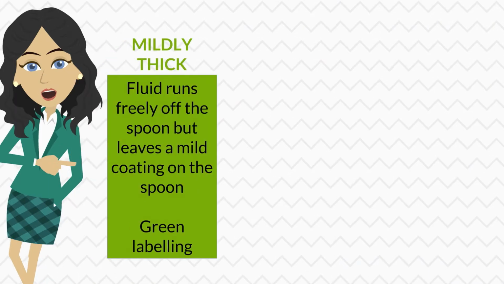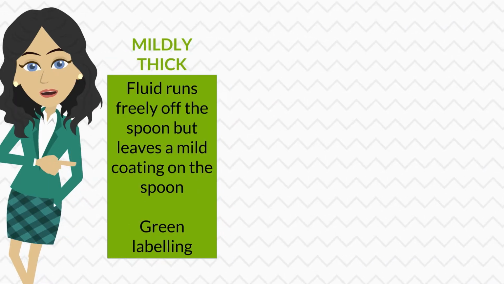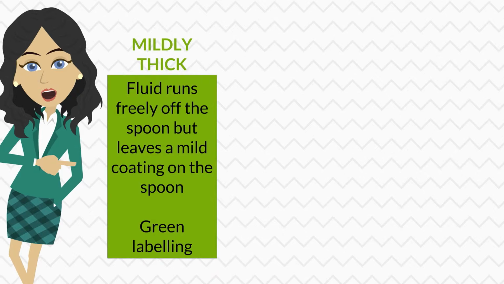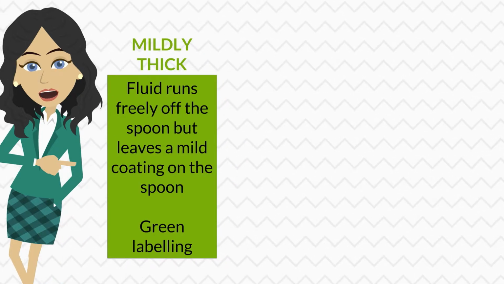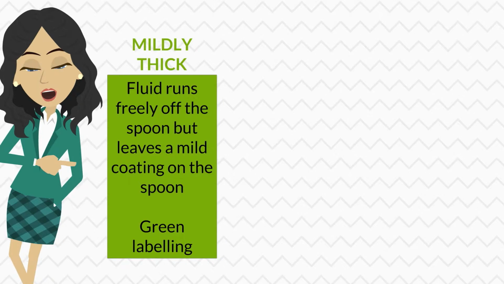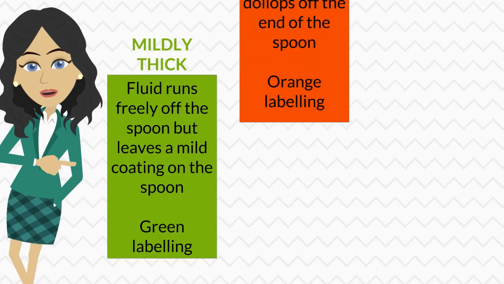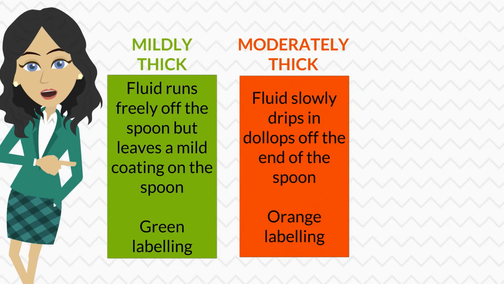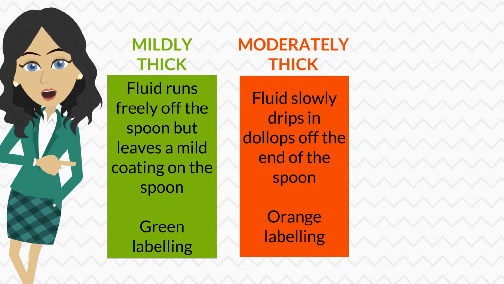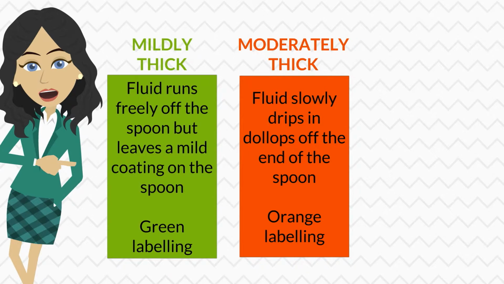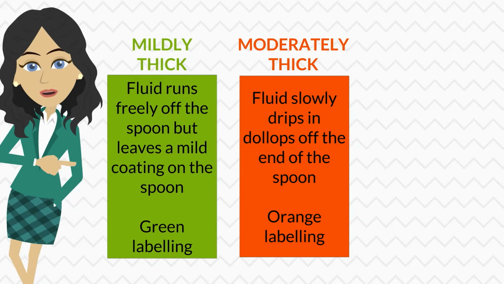There are currently 3 levels of thickened fluids. The first of these is mildly thick. Mildly thick fluids are a nectar consistency, and the fluid runs freely off the spoon but leaves a mild coating on the spoon. These are identified by green labelling. Moderately thick fluids have a honey consistency, and fluid slowly drips in dollops off the end of the spoon. These can be identified by orange labelling.